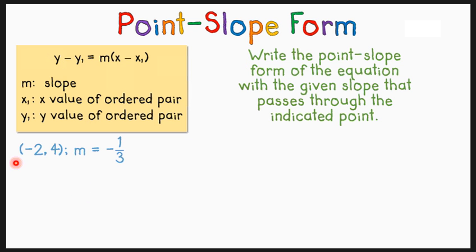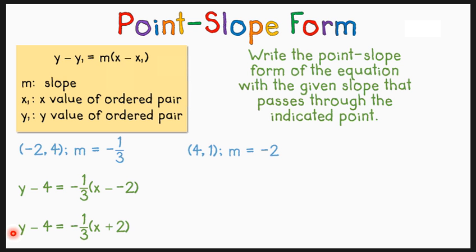If we are given the ordered pair negative 2, 4, and m equals negative 1/3, we have our point-slope equation: y minus our y value, which is 4, equals our slope, negative 1/3, times the quantity x minus our x value, which is negative 2. Remember, we can also write this as x plus 2, so this would be the same as y minus 4 equals negative 1/3 times the quantity x plus 2. This is the equation in point-slope form, so we don't need to take this any further.